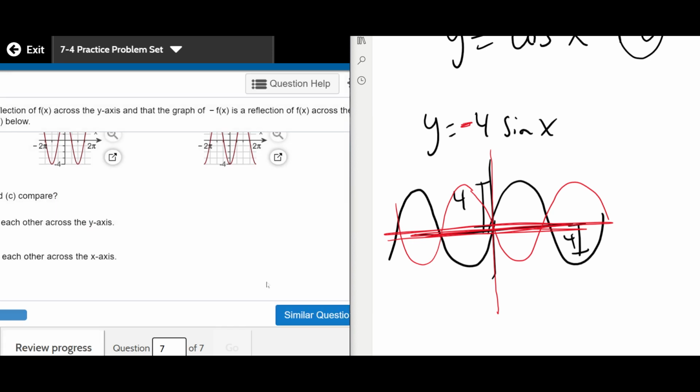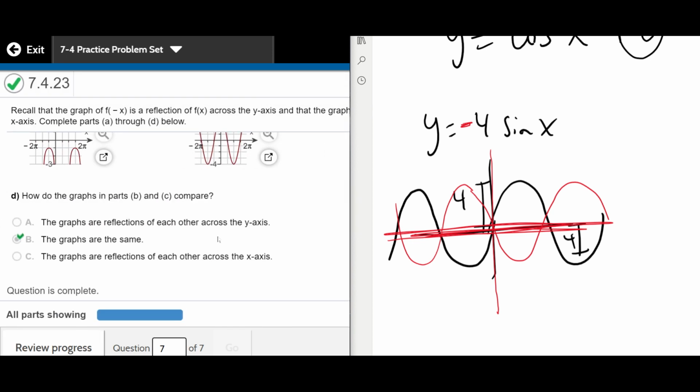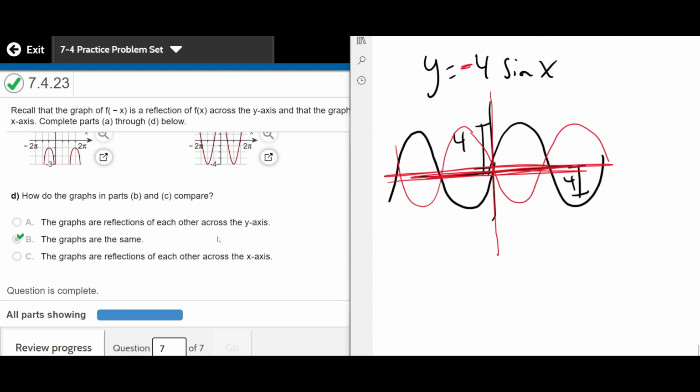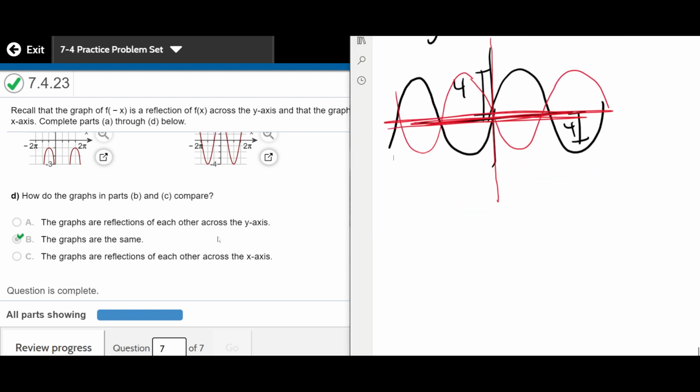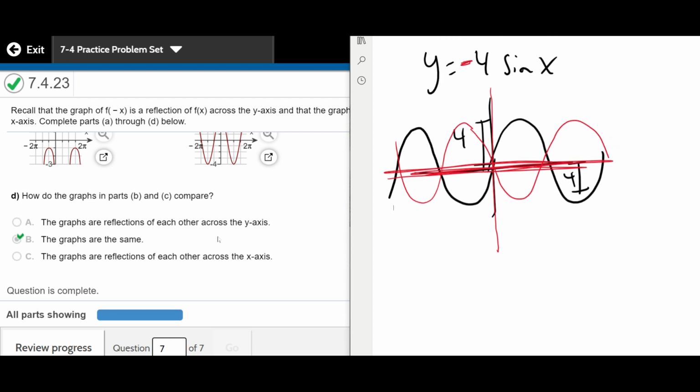And that's it. Okay, guys, so that's it for the Pearson practice. Again, what you need to know is how to find the frequency, period, and amplitude, and you'll have to know how to do the graph and then the midline. If you know how to do those things, you should be fine as far as the next assignment and so on for this lesson.